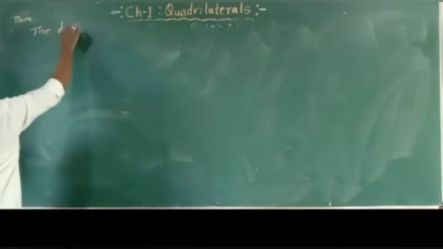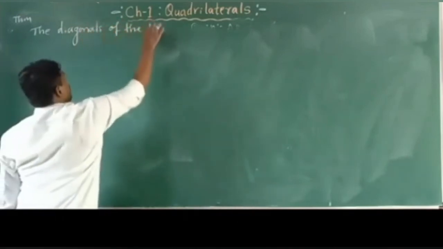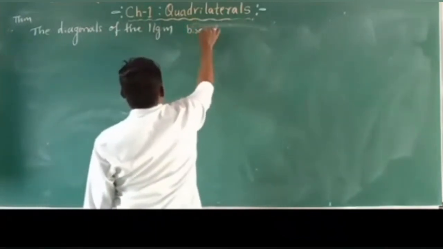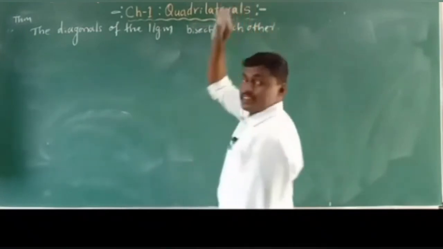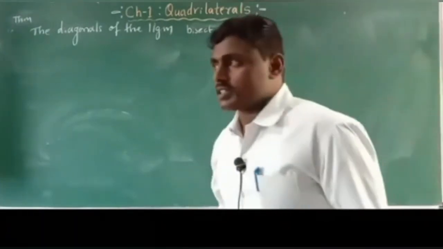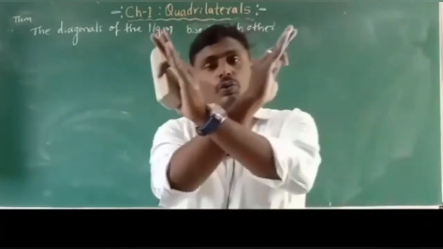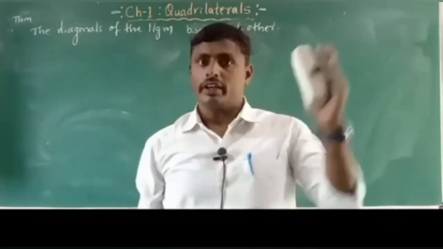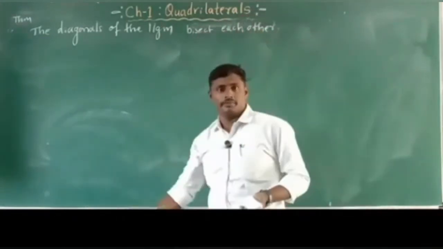The diagonals of the parallelogram bisect each other. We already discussed this in the properties of a parallelogram. What did we discuss? When the two diagonals intersect at one particular point, the two diagonals are equally divided into two equal parts, right? We already discussed it in the properties, no? So we will prove the given statement.